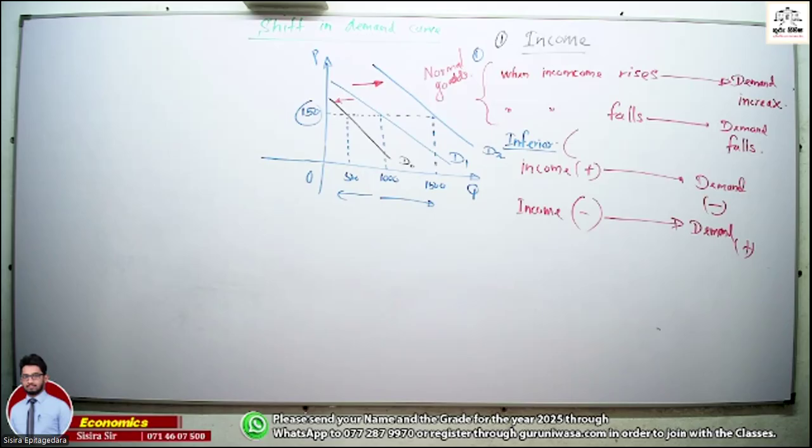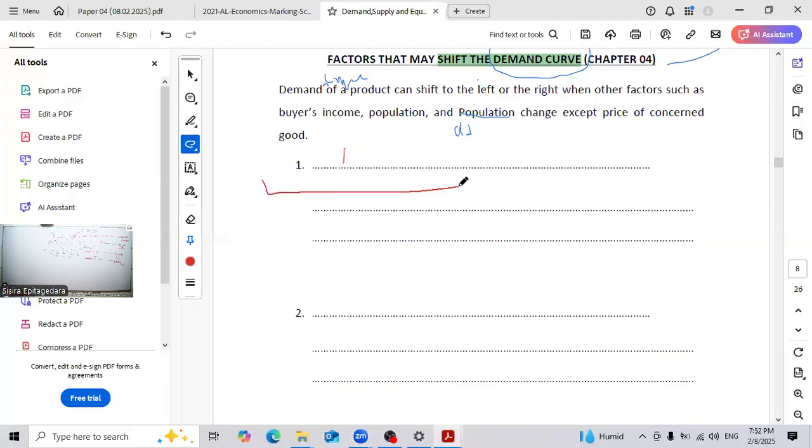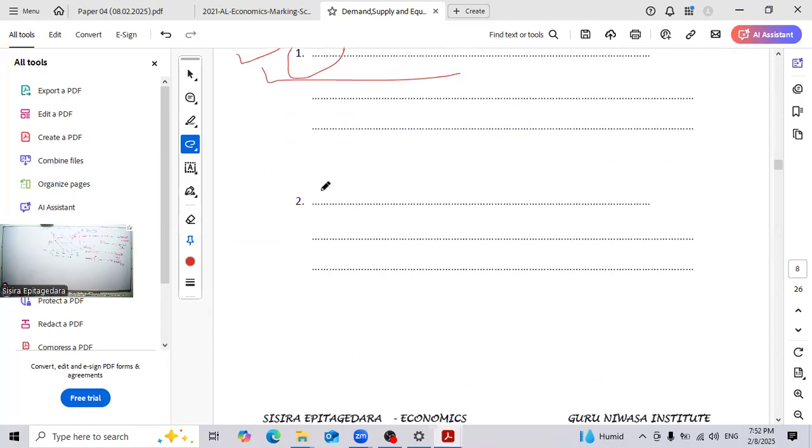Okay, the second one, write down advertising. Second factor is advertising. Now the first one is okay. Did you get the point? Can you see the screen? I'm sharing. Yes.